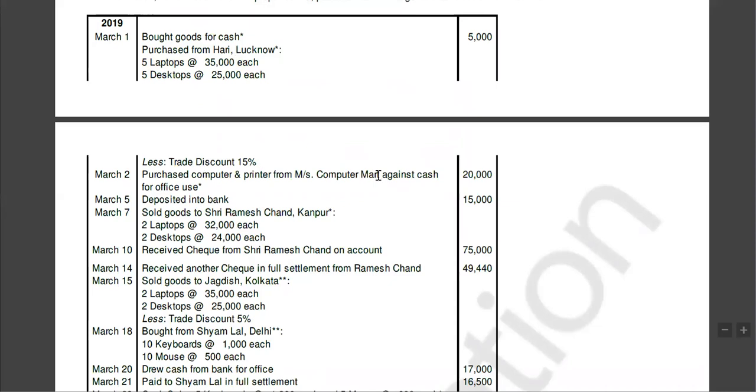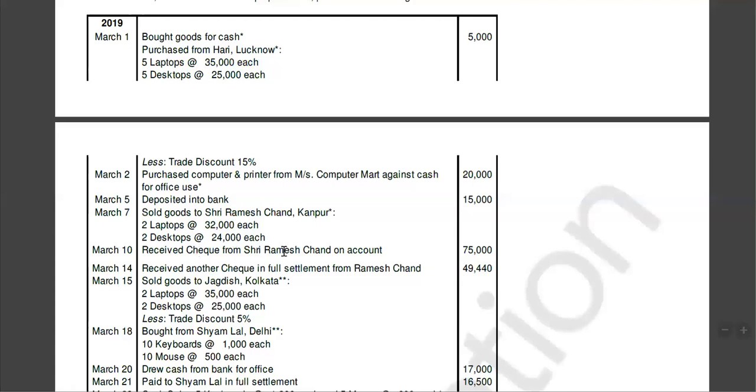Purchase computer, Mr. Mart, again cash. This is a cash transaction, no? So purchase book, cash, purchase account debit to cash account. We already count there. Deposit into bank, then bank account, that is also included in the cash column. So no need to prepare a separate account. Sold goods to Sri Ramesh, so sales book you have to prepare. Fourth account.